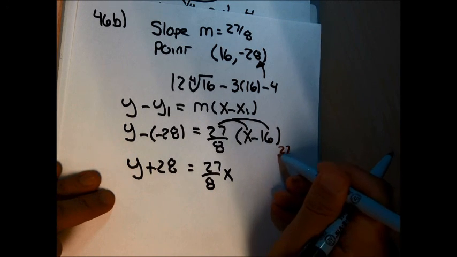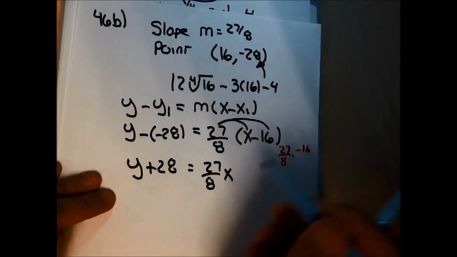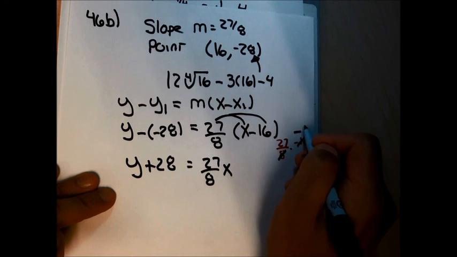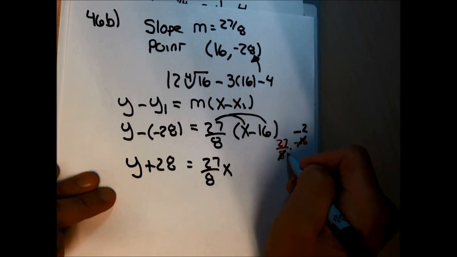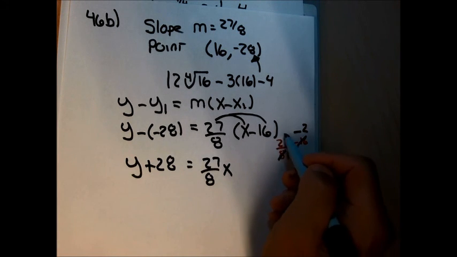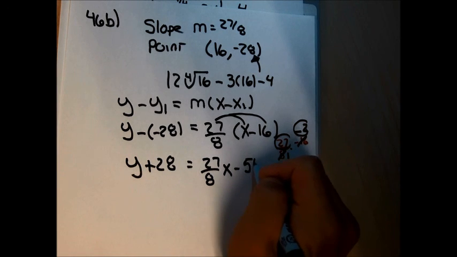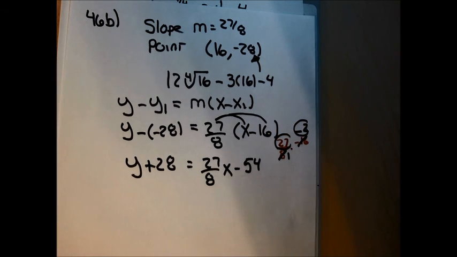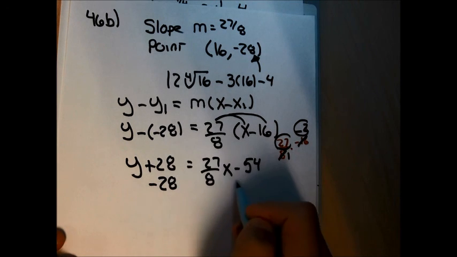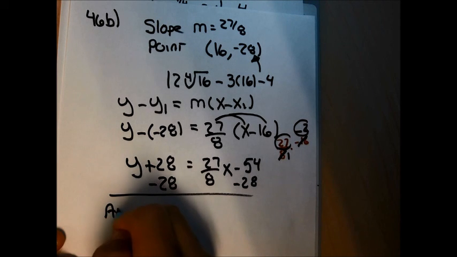So when I go 27 over 8 times minus 16, I'm going to cancel the 8 with the minus 16. The minus 16 will turn to a minus 2. The 8 will turn to a 1, so my fraction will be gone. I just multiply 27 times minus 2, which is minus 54. Finish up the problem now by solving for y, subtracting 28 from both sides. And I'm going to get my answer for part B.